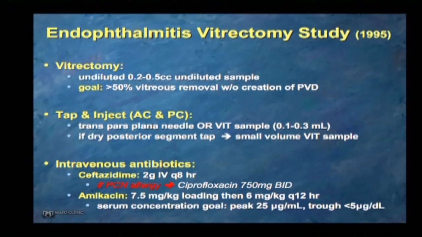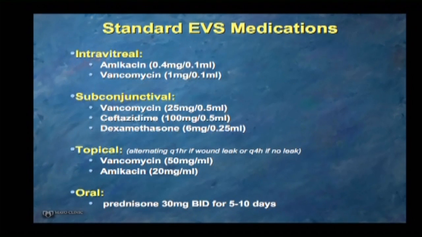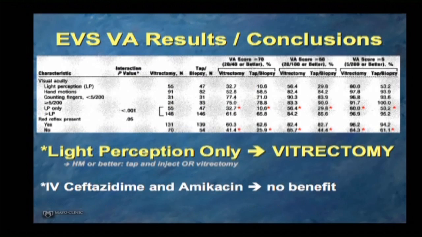The tap and inject arm, we should put that in quotes. The investigators had the option of either taking a needle aspiration or doing a one-port vitrectomy. If you did a needle aspiration and you didn't get a sample, you had to do the one-port vitrectomy and take a small vitreous sample. The IV antibiotics were ceftazidime and amikacin, which are not known to particularly penetrate the eye well. There were standard medications, including intravitreal amikacin and vancomycin, subconjunctival medications, including steroid, topical medications that were more or less frequent, based on whether or not there was a wound leak, and then oral prednisone for 5 to 10 days.